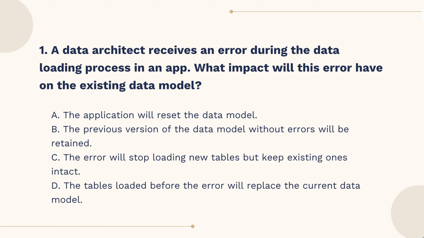So, the correct answer is: if something goes wrong during data loading, Qlik Sense keeps the last working version of the data model. This means the previous data isn't affected, so you won't lose anything already in place.